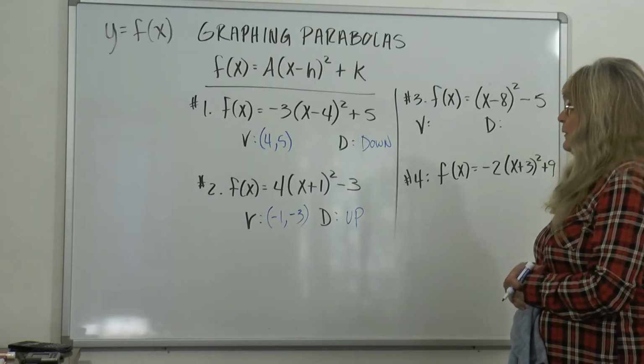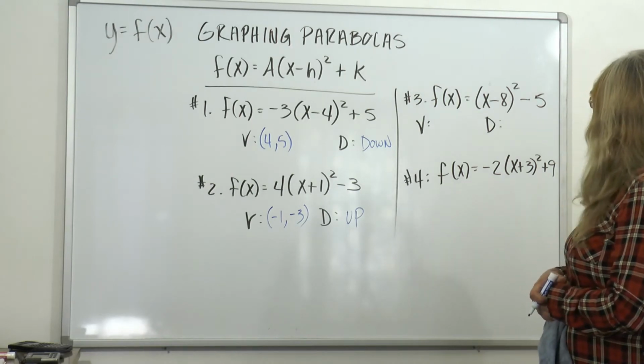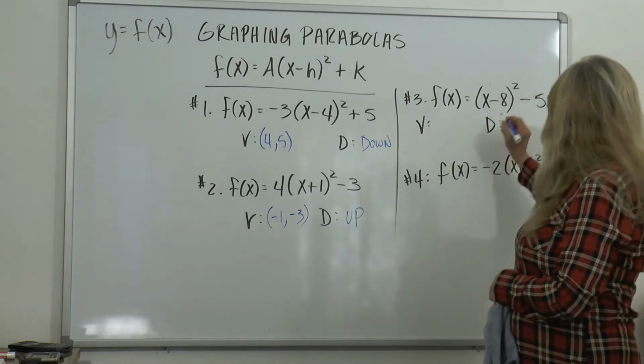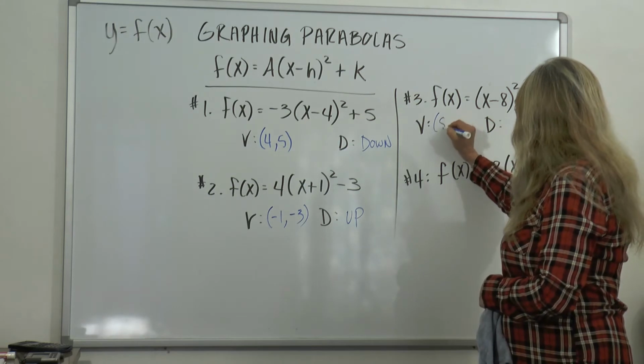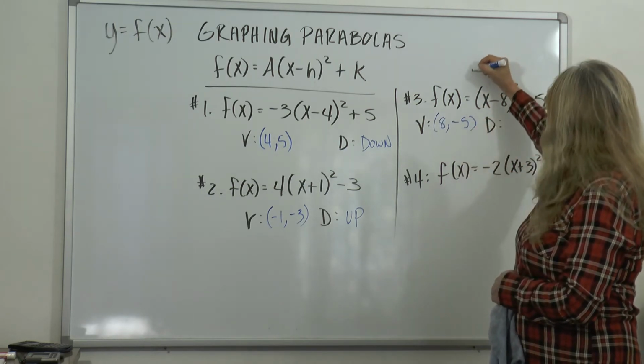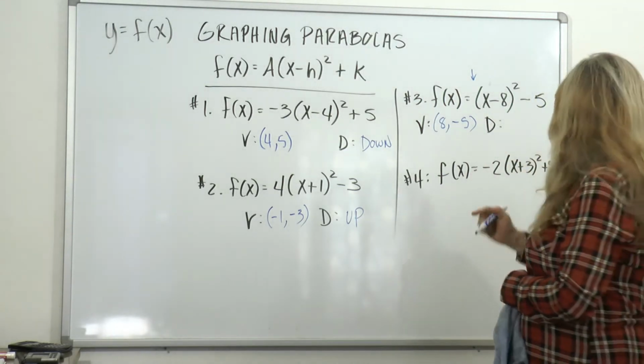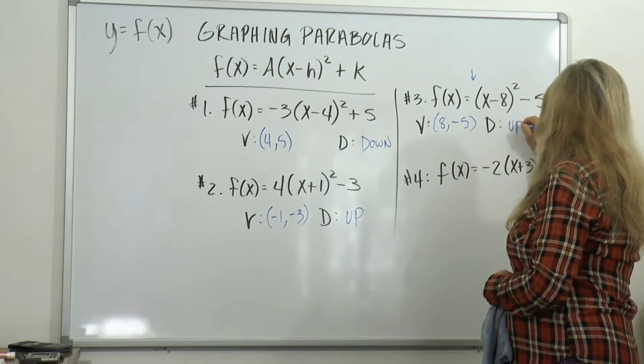Okay? If you want to pause it and try these ones, that'll be good. Okay, our vertex is the opposite of how it looks, exactly how it looks. Now here, there's not a number here. That means there's an implied positive 1, which is a positive number, so the direction would be up.